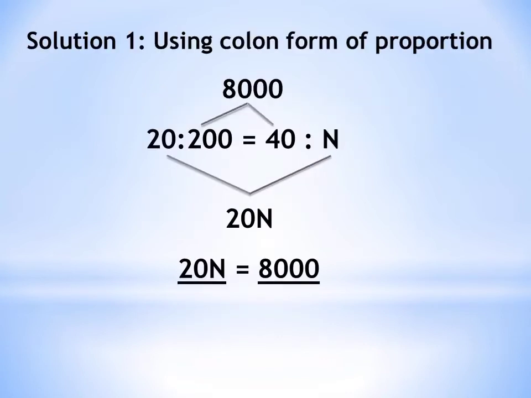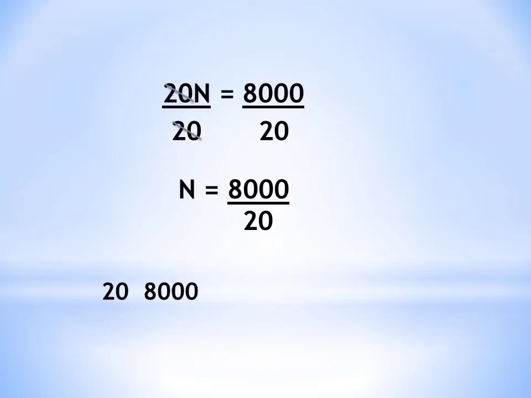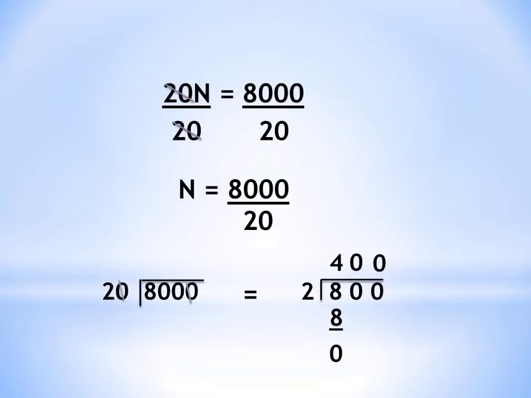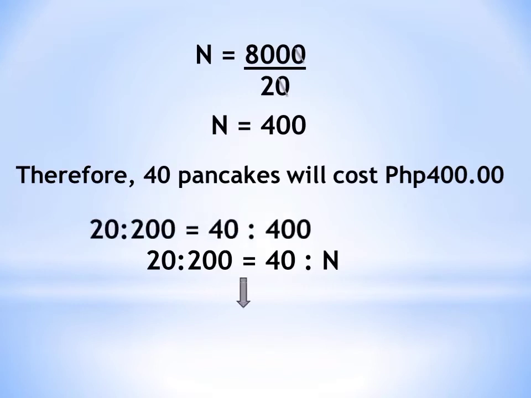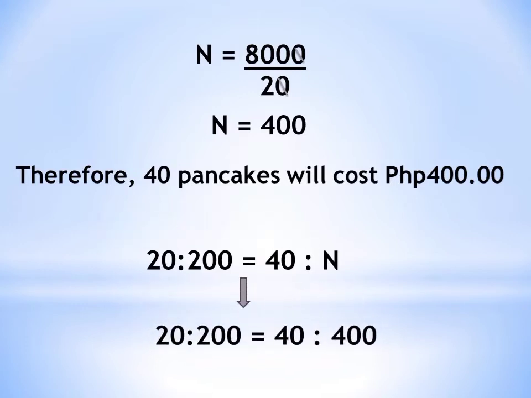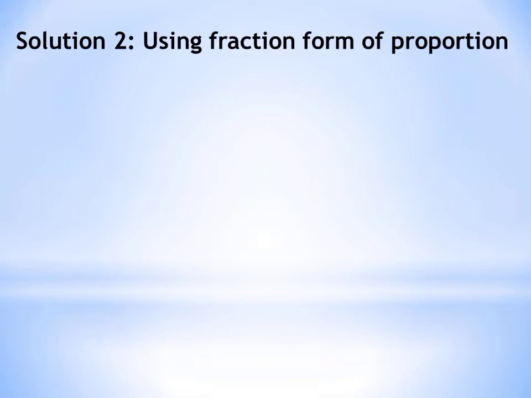And then divide both terms by 20, the number beside the letter. Then 20 divided by 20 will be 1, and 8,000 divided by 20, the answer is 400. Therefore, 40 pancakes will cost 400 pesos. And based on our number sentence, we come up with the direct proportion 20 is to 200 is equal to 40 is to 400.